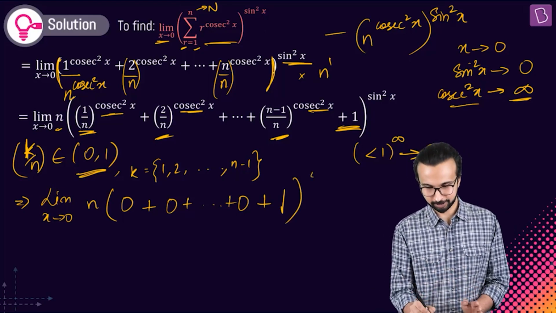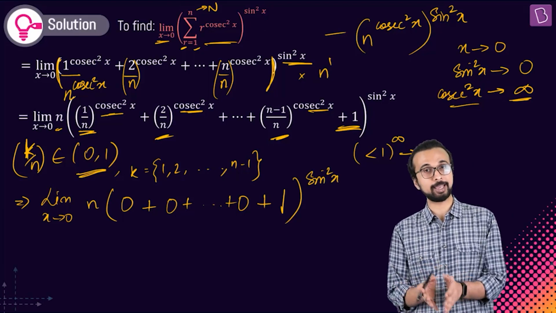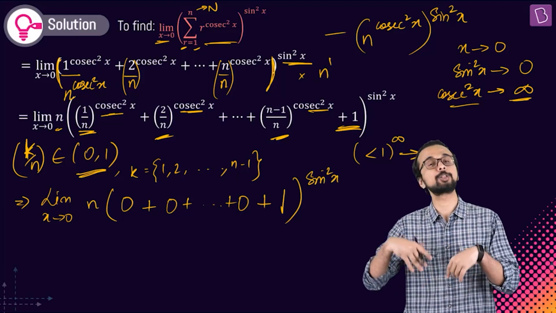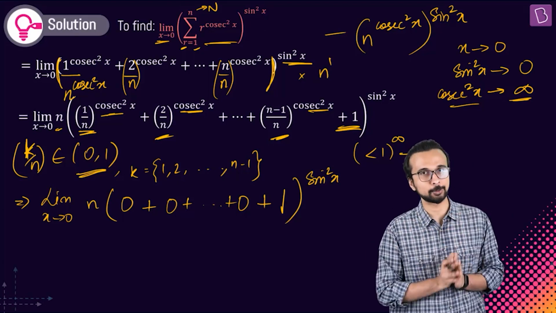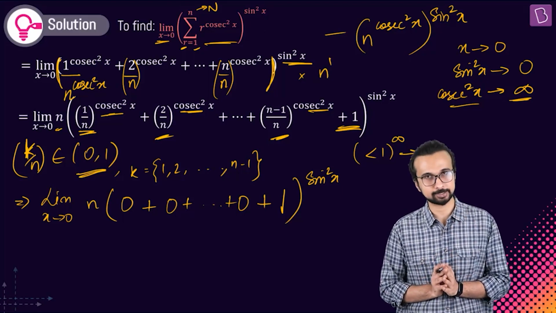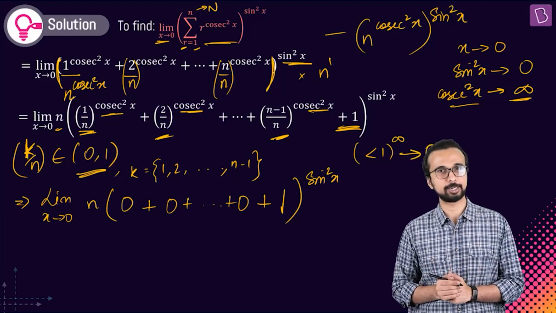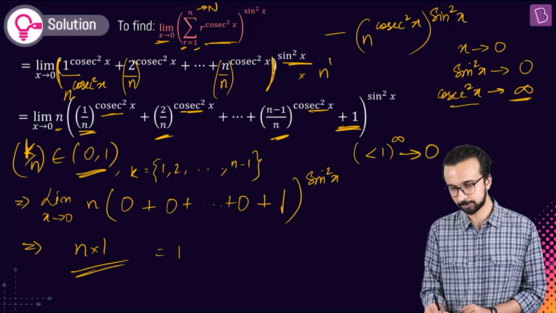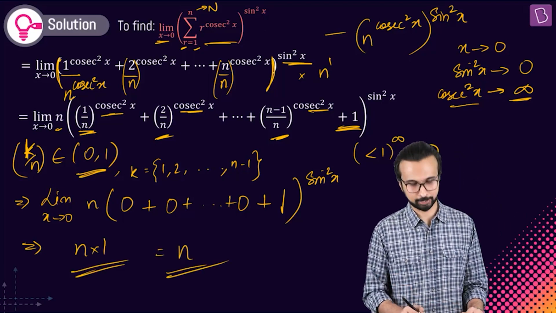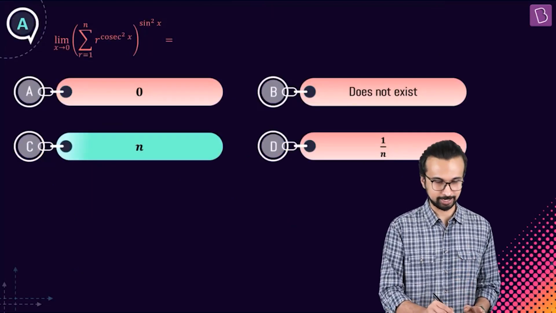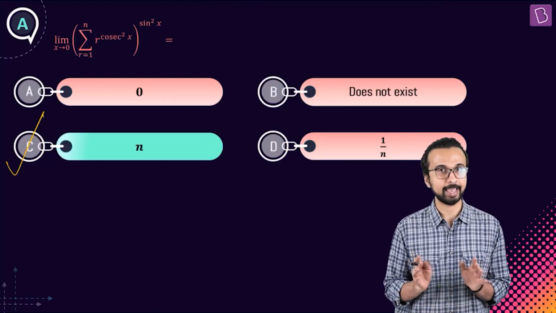If it was n minus 1 by n, it would have been lesser than 1. And that raised to the power infinity will still tend towards 0. So the last term is exactly 1. So keep it as it is. Now what's the value of this limit, guys? It's very easy. We'll get it as n into 1, or in other words, n. So the value of the limit we've been looking for is basically option C, n.